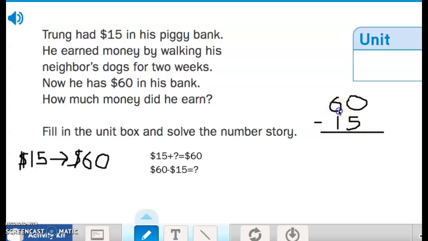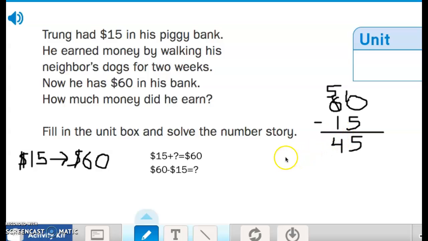So we're going to go over here to the neighbor, cross out the 6, and borrow and make it a 5. And we're going to bring the 1 over here, and that's going to make this a 10 now. Now this is bigger at the top. So 10 minus 5 is 5. And 5 minus 1 is 4. Now, is 45 between 15 and 60? Would that make sense? Yes, I think 45 is more than 15 and it's less than 60. So that would make sense.